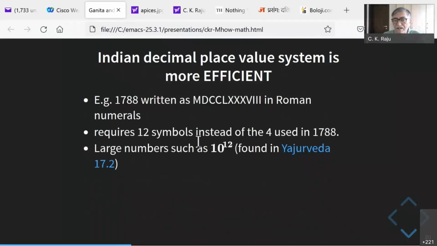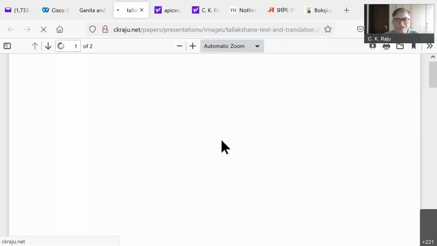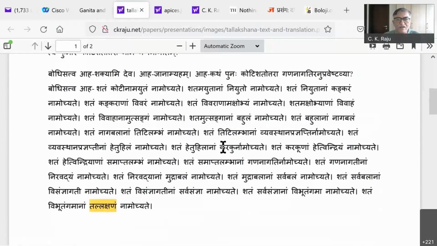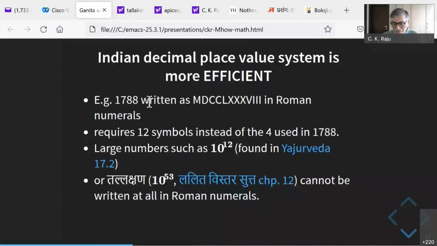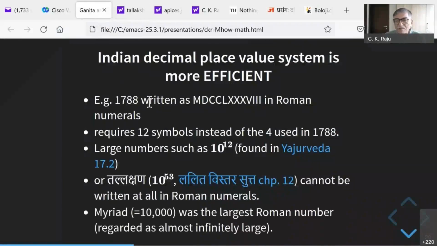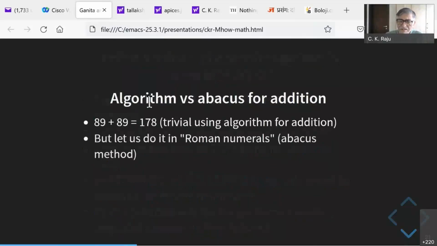If you look at 1788, it is written using 12 symbols. And the largest number mentioned, in Yajurveda 17.2, is 10 raised to 12. Or you find 10 raised to 53 in the Lalitavistara Sutra, which is the life of the Buddha. I have the translation here, but I don't know whether I can explain it to you so quickly. But there is a Tallakshana, and that Tallakshana is used. It goes up to 10 raised to the power 23. It's available here, chapter 12. Whereas Romans could only have 10,000 as the largest number. So Roman arithmetic is primitive.